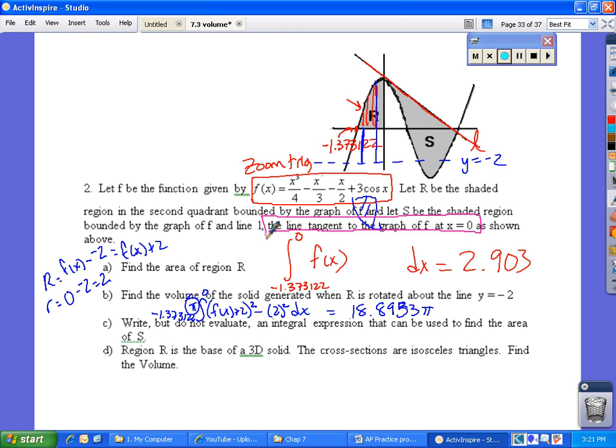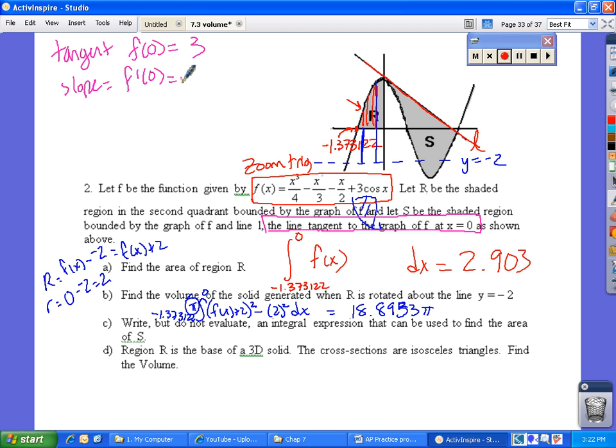So here we are testing your ability to write an equation of a tangent line at x equals 0. Well, in order to write an equation of a tangent line, you need to find f of 0. You need a point. If I plug 0 in here, we get 0 minus 0 minus 0 plus 3 times the cosine of 0, and the cosine of 0 is 1. So 3 times 1 is just 3. There's my point. And I also need a slope, right? The slope is f prime of 0.